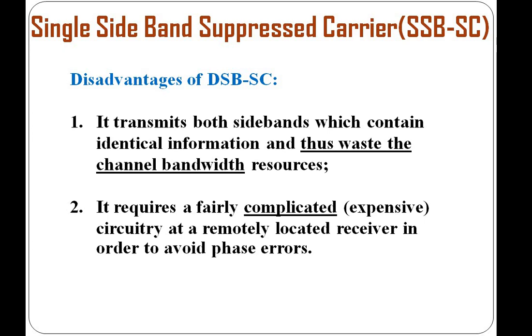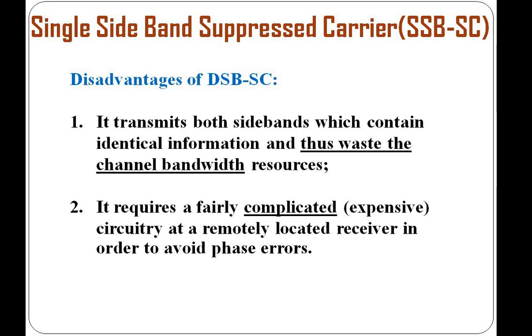Secondly, the system is complicated. Why? In DSB-SC, we said we are suppressing the carrier. Already the carrier is suppressed, so only the sidebands will be there. Here also the complexity will be increased, because you are suppressing the carrier. At the receiver side also we have to get a carrier by using a local oscillator, and synchronization should be proper when you receive the modulated signal. So here also the complexity will remain.